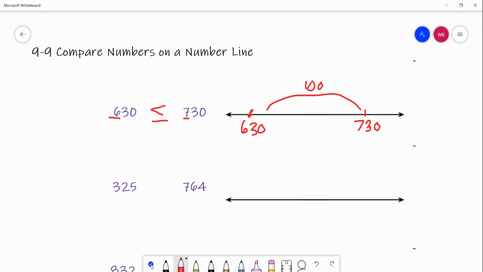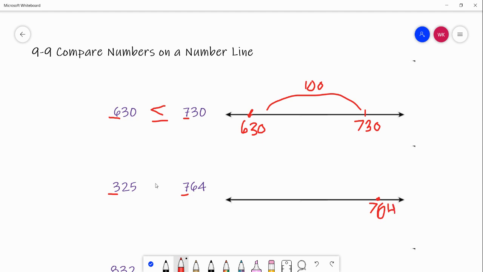We have 325 and then 764. So we are going to look at our numbers. We have a 3 in the hundreds place and a 7 in the hundreds place. So we know that 7 is greater than 3, so this number, 764, is going to go all the way up here, because that is our bigger number in this problem.